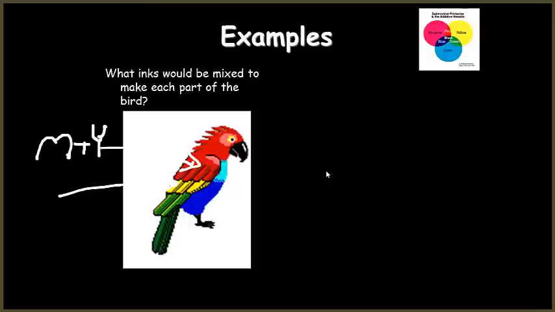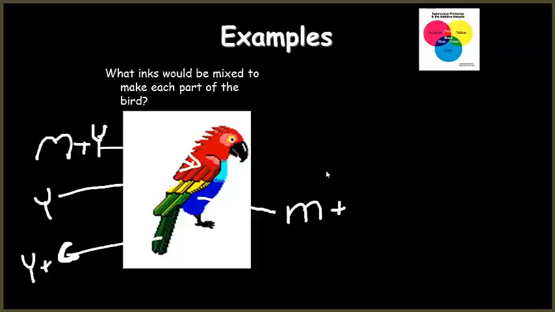If I do the yellow feathers, it only takes yellow ink so that blue gets absorbed, and red and green get reflected. With the green tail, it would take yellow to absorb the blue and cyan to absorb the red. That's a C, sorry. If I want to make the blue part of the bird, I need magenta ink to absorb the green, and I need cyan ink to absorb the red.